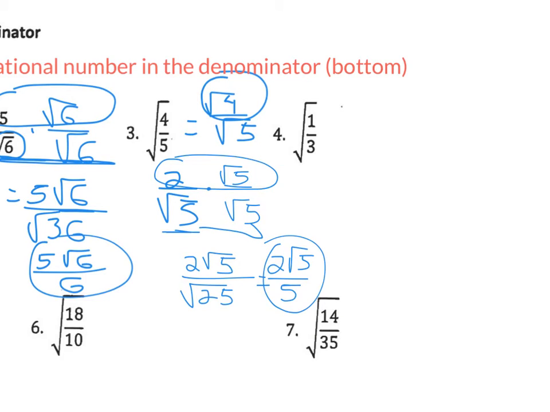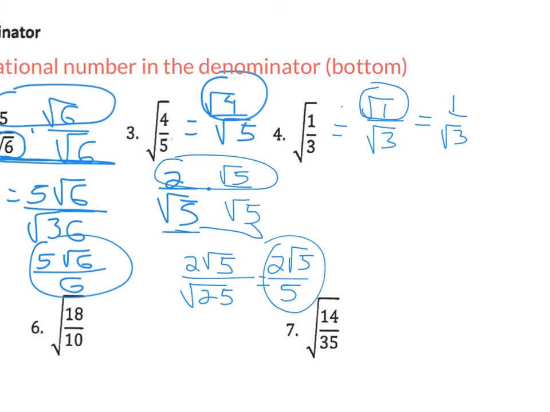So my simplified answer for this is 2 root 5 over 5. When I look at number 4, 1/3, it doesn't simplify any further. So I can split it up and say it's equal to square root of 1 over square root of 3. That's my quotient property. Good thing, square root of 1, 1's on the list of perfect squares. Square root of 1 is 1, so we're left with 1 over root 3.